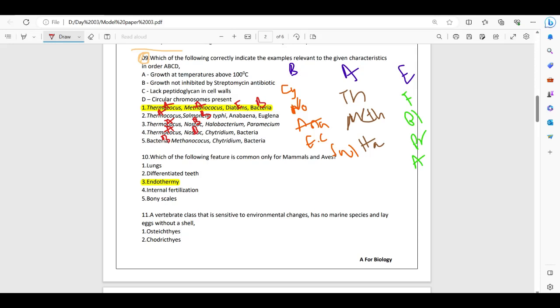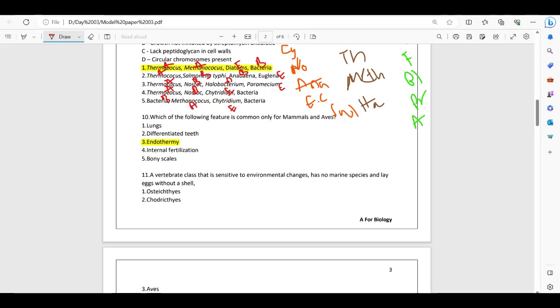Chytridium is a fungi, so it's eukarya. Euglena, protista, eukarya. Paramecium, protista, eukarya. Bacteria is bacteria. So again bacteria. Methanococcus is from domain archaea. So Chytridium again we have fungi and bacteria. So now to the features given here.